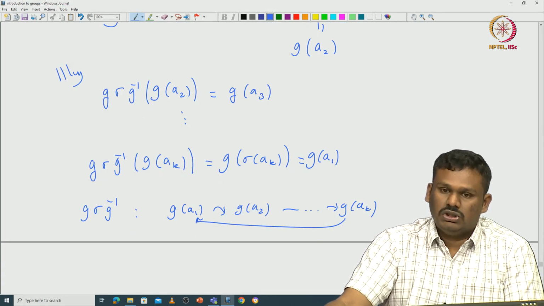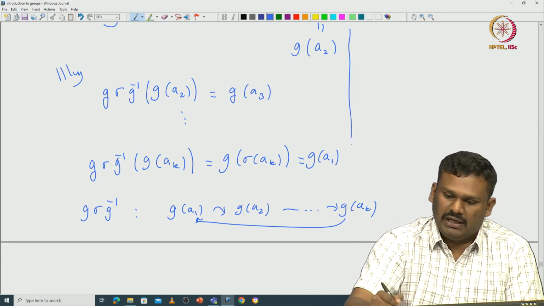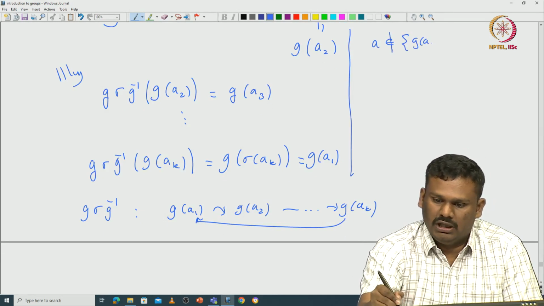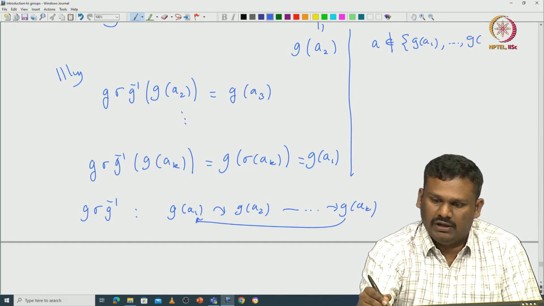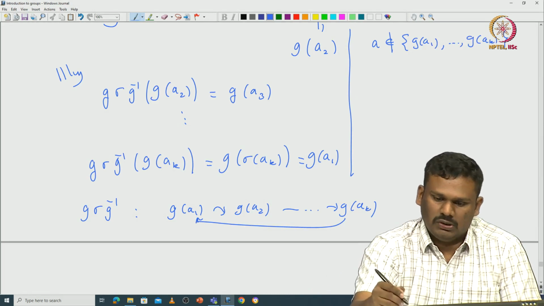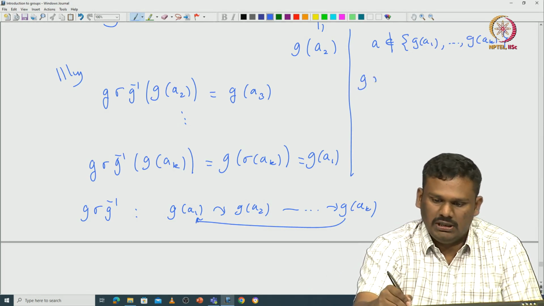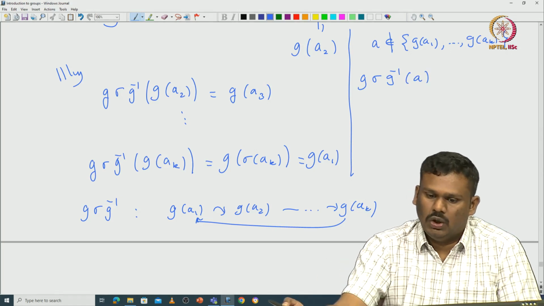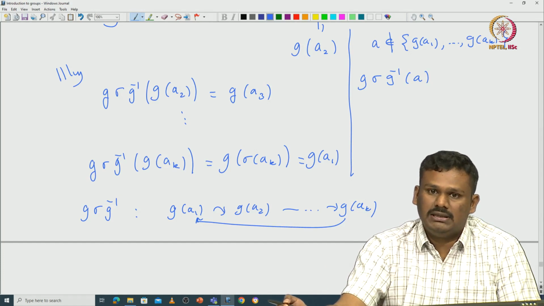So what about outside? If you take some a which is not in g of a1 etc. g of ak, then we want to see what happens to that a. So let us compute g sigma g inverse of a and see what happens. Note that if a is not in g of a1 etc.